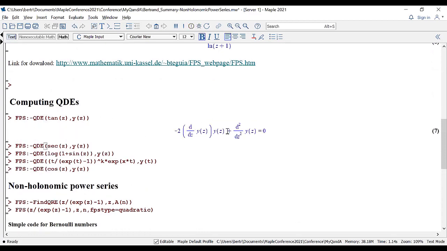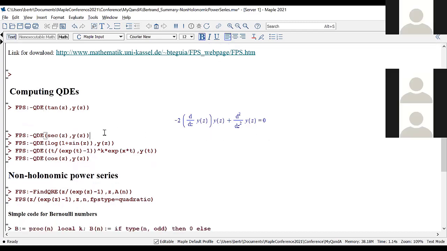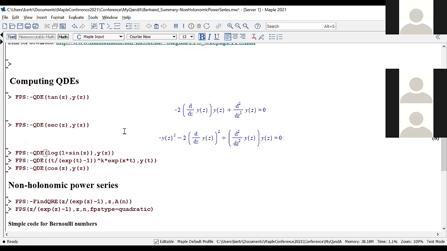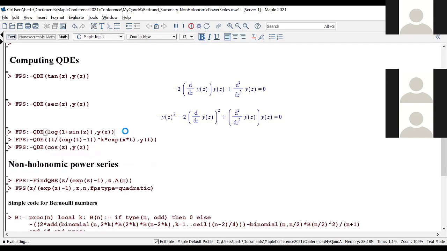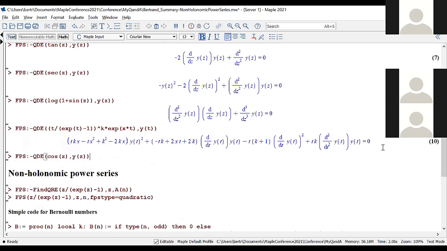This is also homogeneous, and you can see the product of the first derivative and the function here. For secant, here is the differential equation, and for the log of 1 plus sine. And we are able to compute differential equations for many non-holonomic functions. This is the generating function of Bernoulli polynomials of order k. And if you try with our algorithm, you are able to compute a differential equation also for this type of function.